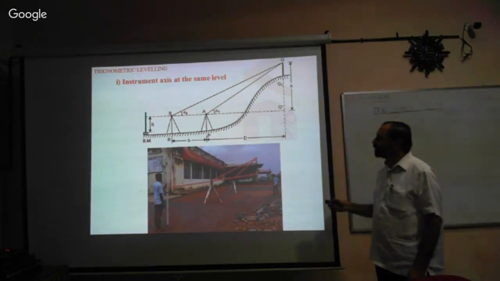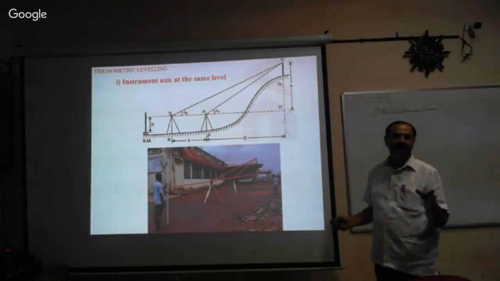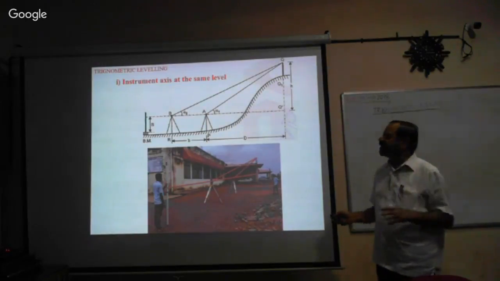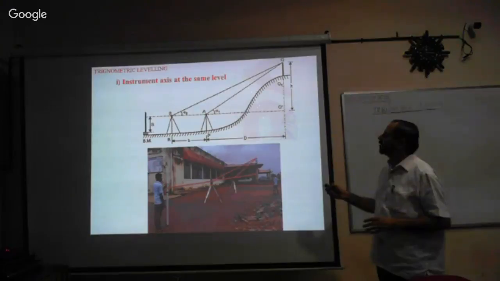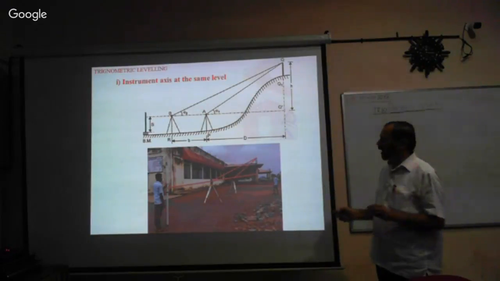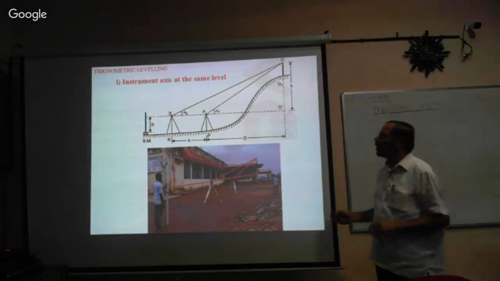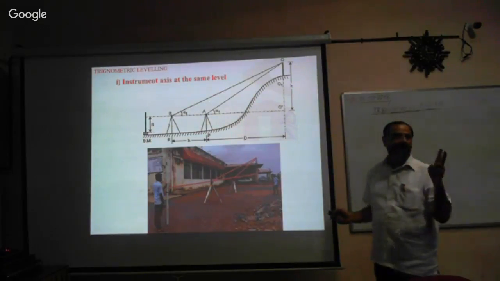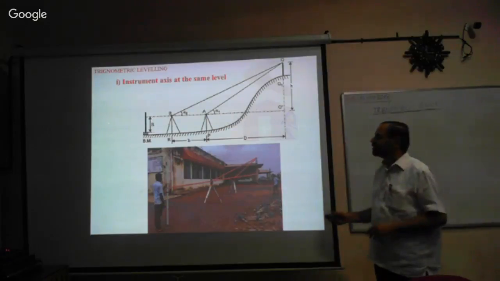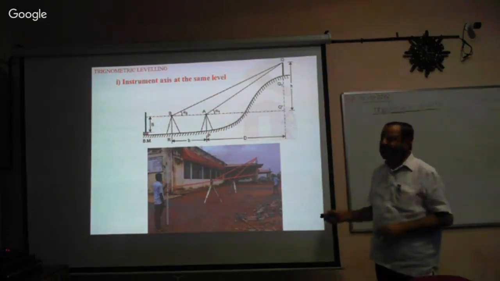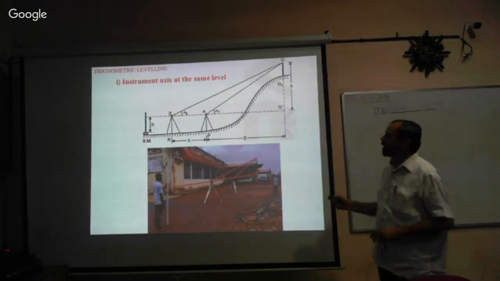Now let us assume that here we have the first station where the instrument is installed, and we have performed all the adjustments and measured the vertical angle. Now at this point we have noted down the staff reading 1, and this is the vertical angle. Now we have collected two data. The first data is the staff reading. The second data is the vertical angle.